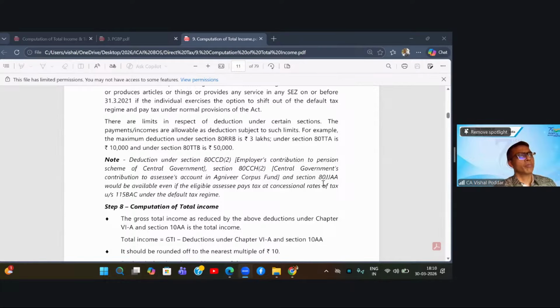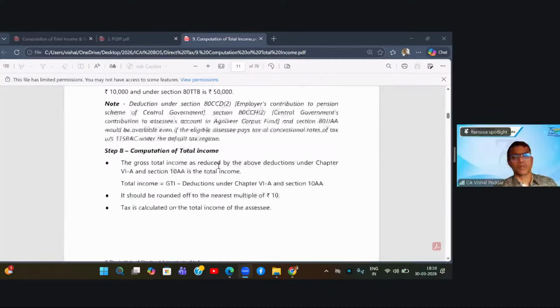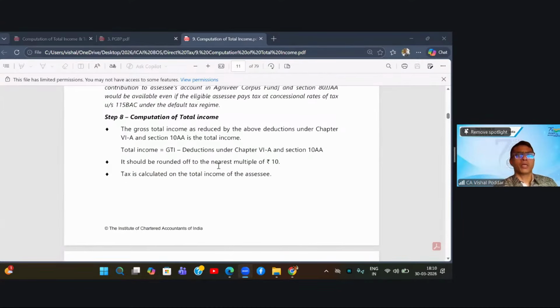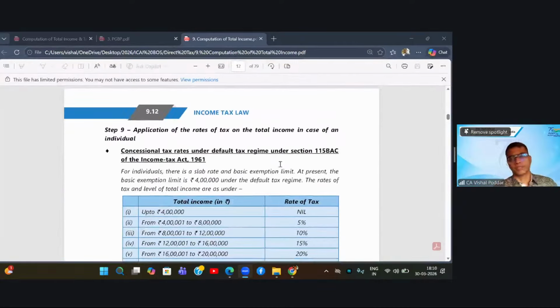So this is going to be important, students, whenever you are going to compute the total income under this chapter, this point has to be kept in mind thoroughly: which deductions are allowed. Now, after allowing the deductions, you reach taxable income. Taxable income has to be rounded off to the nearest 10 rupees before you start computing the tax.